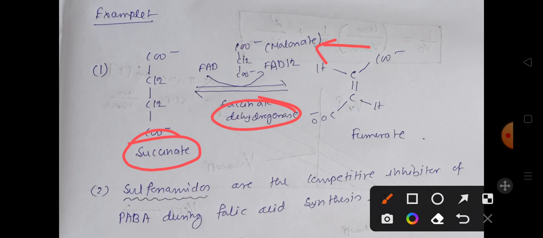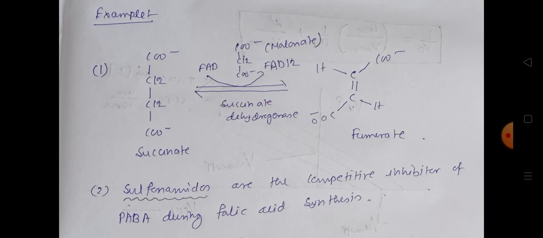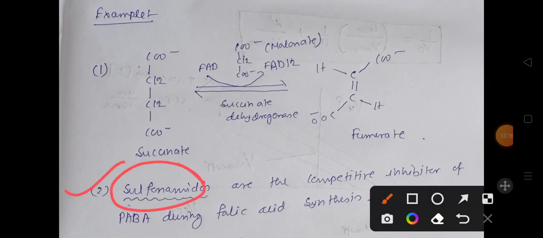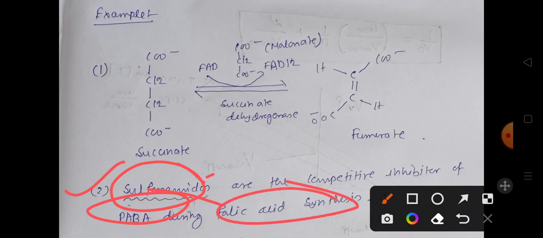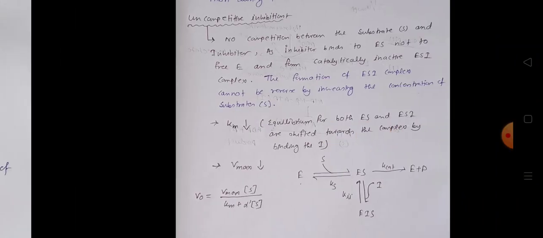So malonate is the competitive inhibitor for the conversion of succinate to fumarate, and it is a very, very important reaction from the point of view of the tricarboxylic acid cycle or Krebs cycle. We have already discussed this in our carbohydrate metabolism playlist, right? Along with that, sulfonamides are another important competitive inhibitor of PABA, that is para-aminobenzoic acid, during folic acid synthesis. So sulfonamides and malonate are the two examples of competitive inhibitors. That is the end of competitive inhibition.